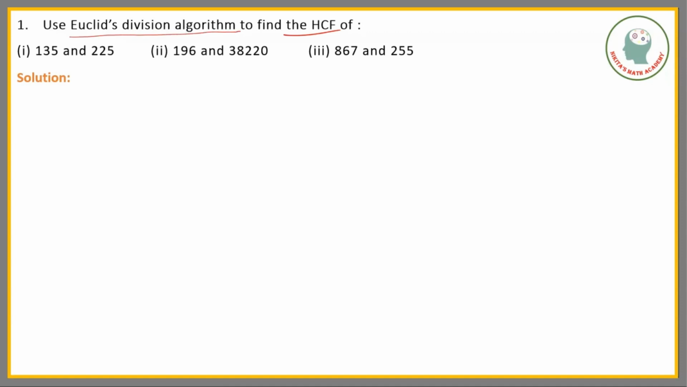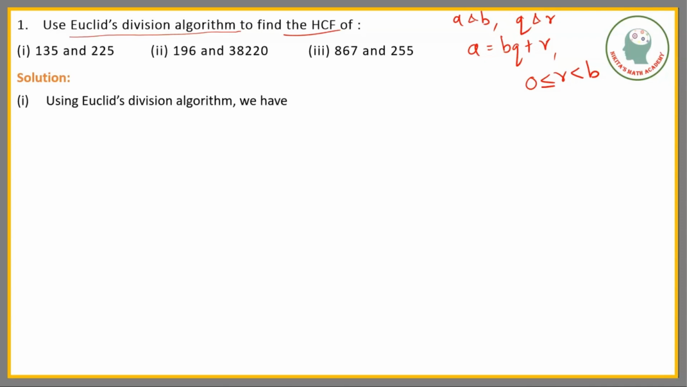Now before this, let's quickly revise what Euclid's division lemma is. It states that for any two positive integers a and b, there exist two unique integers q and r such that a equals bq plus r. Q is the quotient, r is the remainder, and r is greater than or equal to 0 and less than b. So this is the condition for Euclid's division lemma, and we are going to use its algorithm to find the HCF. Also, I have told you this method is similar to finding the HCF using the long division method, which we have already studied in our previous classes.